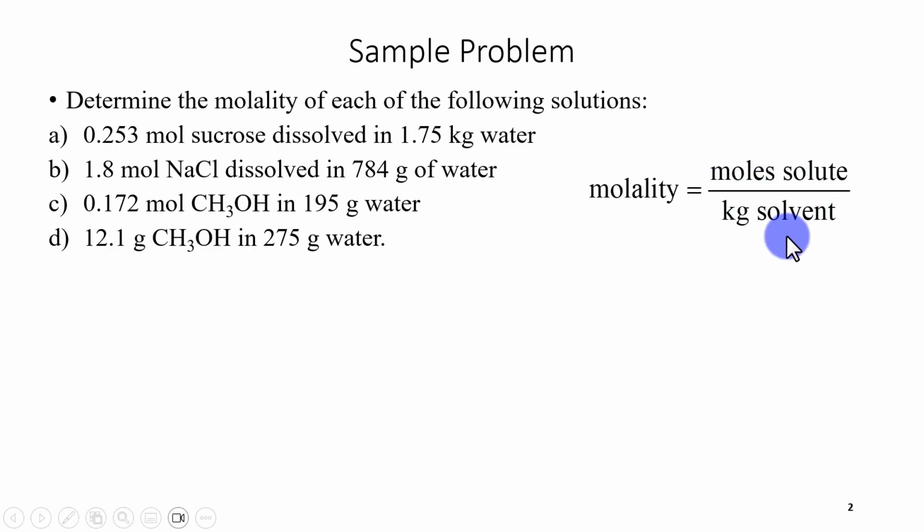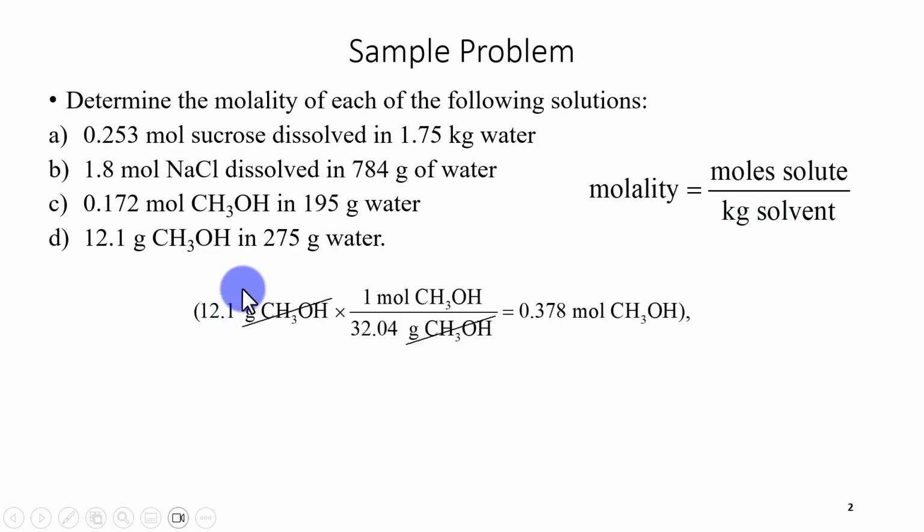What about kilograms of solvent? Well, I have grams of solvent, but I know how to convert from grams to kilograms. So here we go. I can take what I'm given, 12.1 grams of CH3OH, and multiply by 1 mole of CH3OH weighs 32.04 grams. From the periodic table, I can figure that out. Then my grams will cancel, leaving me with moles on top. 12.1 times 1 over 32.04 gives me 0.378 moles of CH3OH. And I figured out the moles of solute.